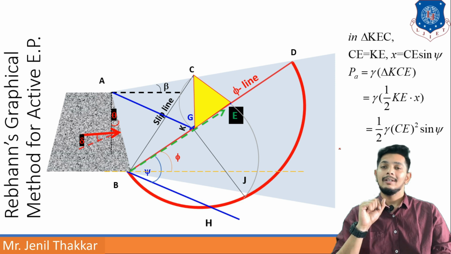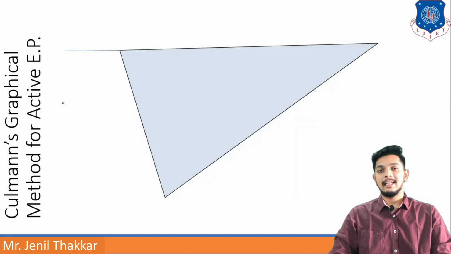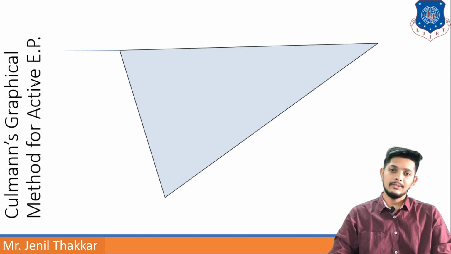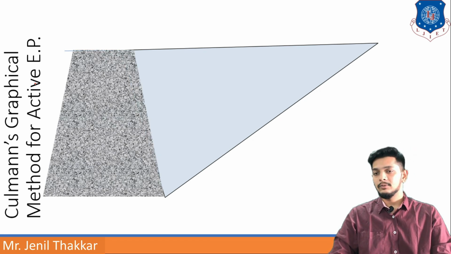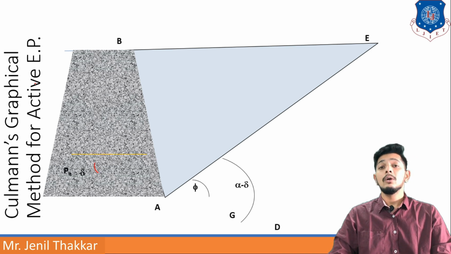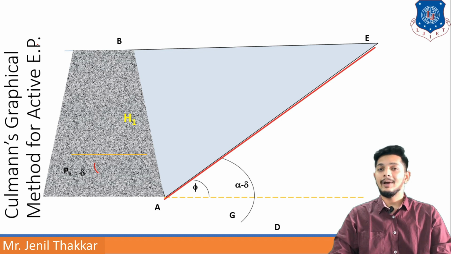So let us move to the next method, Culmann's graphical representation method. Culmann gave a graphical method for finding out the failure plane as well as the amount of active earth pressure. Now this is your retaining wall. First of all I will draw the ground line, line BE. Then I will draw the phi line and the psi line. I already have the phi and psi angles, so I am drawing the phi line as line AE and the psi line as line AGD.